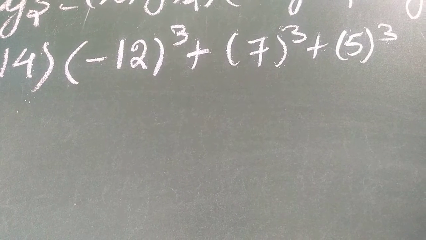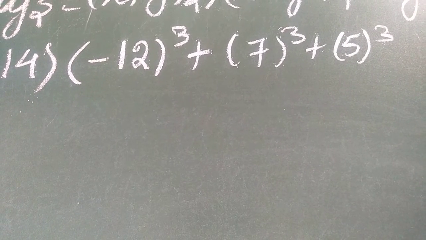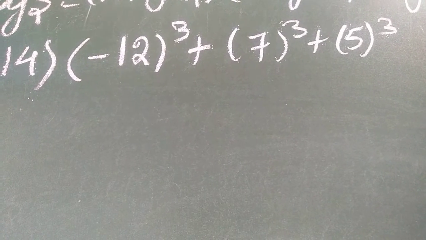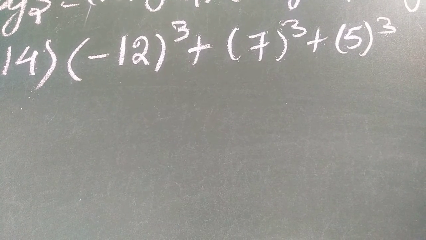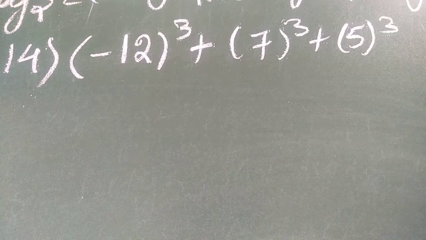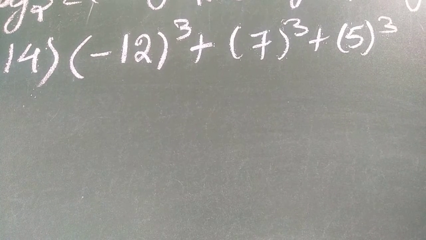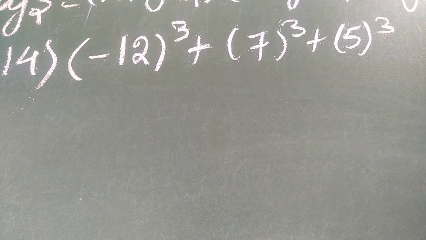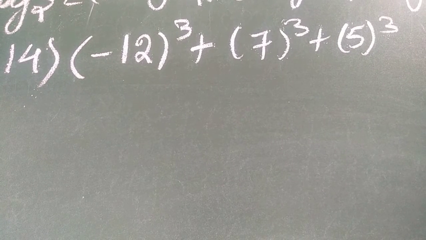So your 14th question, children. As soon as you see this question, many children will first cube 12, then cube 7, then again cube 5, then add the solutions 343 and 125, and then subtract from the 12 cube, and finally find the answer. Now I am not going to do that, children. First, in the question they have clearly given that without actual calculation, using the identity you have to solve.